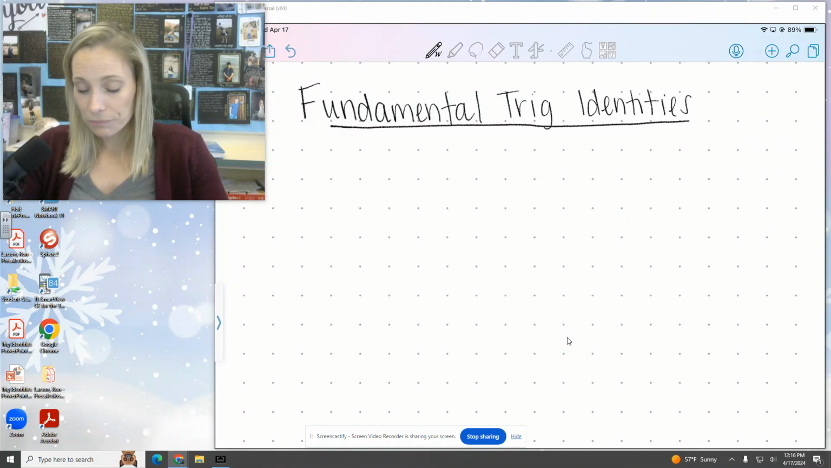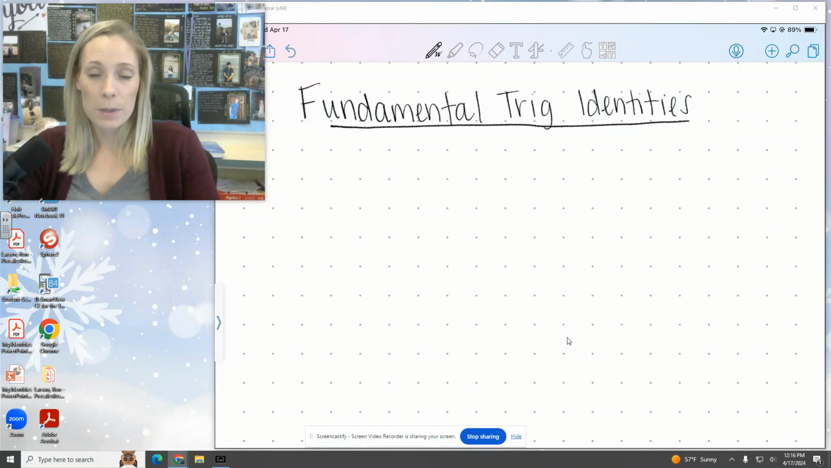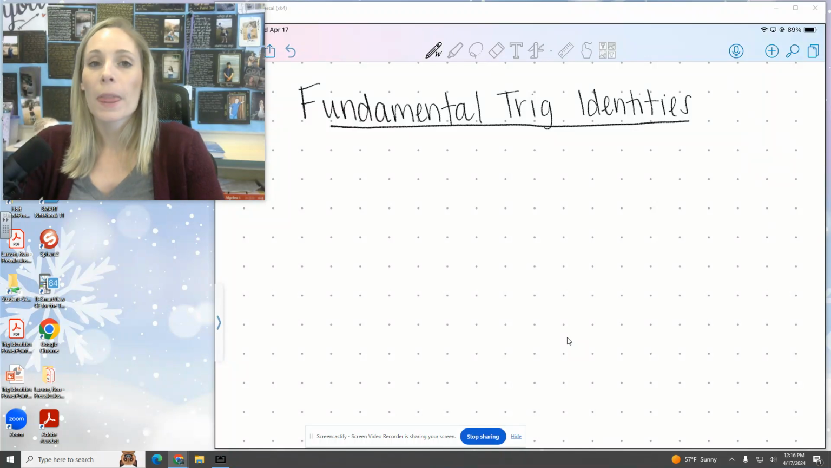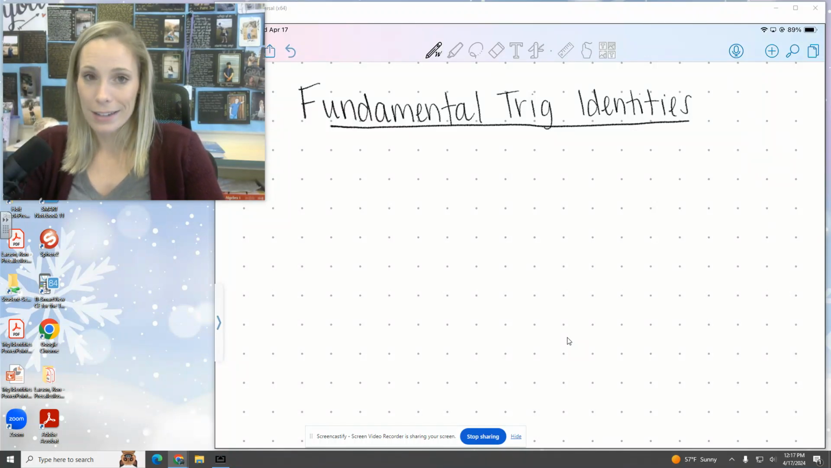So we have three different types of identities that we've learned so far, and I do phrase it that way on purpose because there are going to be more identities to come. But so far, we've learned about reciprocal identities, quotient identities, and then the Pythagorean identities. Now, a lot of these identities come from the unit circle, and we kind of built how they were derived from that unit circle, specifically the Pythagorean identities.